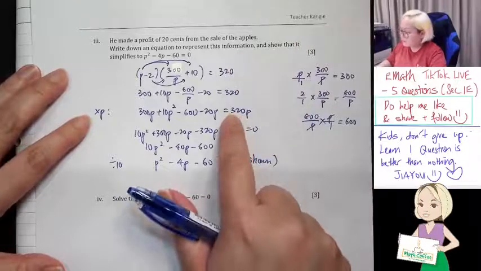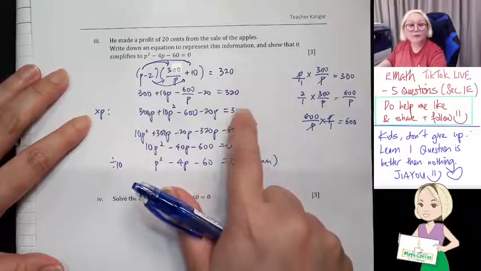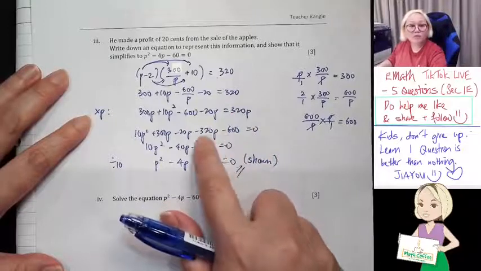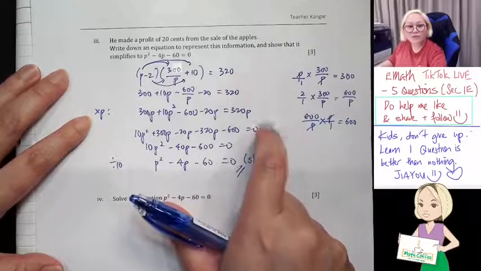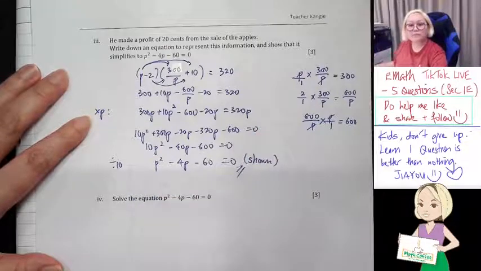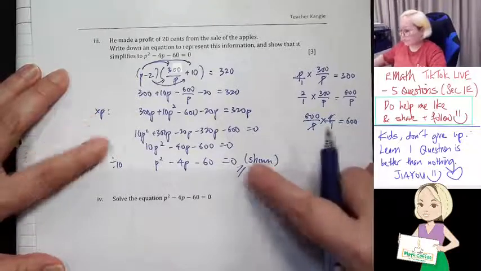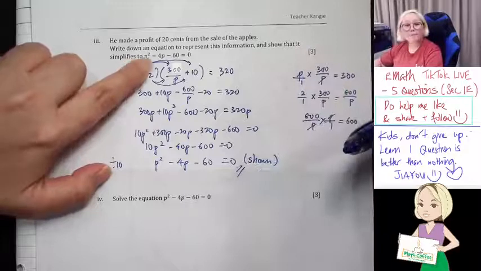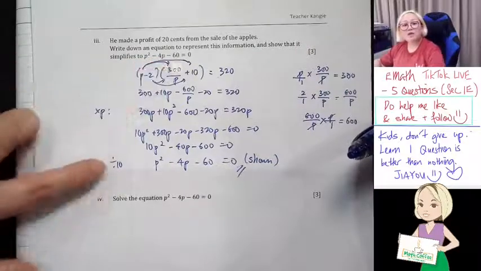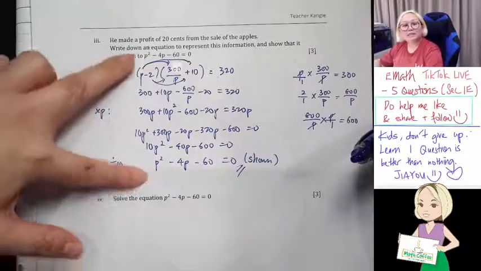Just now remember we have an equal 320p. When I bring it over, it's minus 320p. So when I bring over to the right hand, it's an equation, so I still have to put a 0 there. Why do you have to divide by 10? Because the question here asks us to show that it simplifies to p squared minus 4p minus 60. So I need to make it exactly the same.